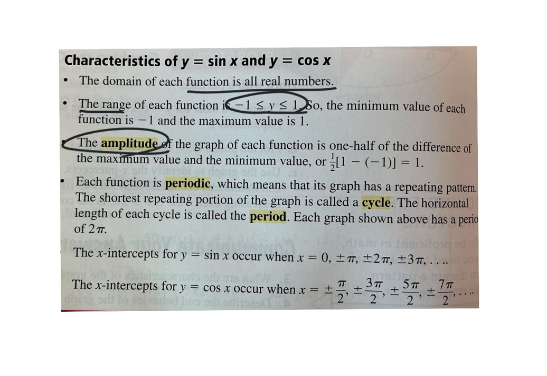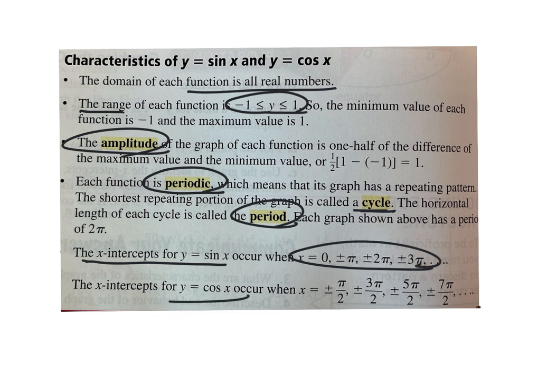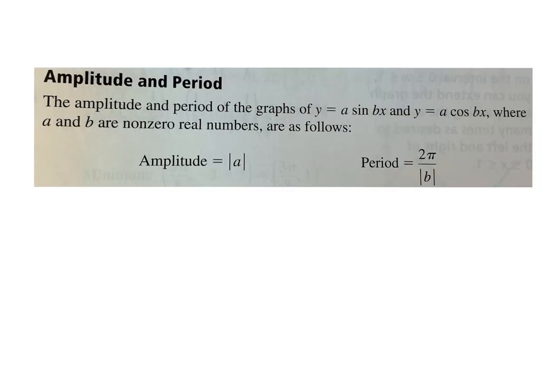The amplitude, we're going to talk about that in a second. That's a big deal for tomorrow. Periodic, or the period, is a big deal. Same thing as cycle. It just means when does it start repeating itself. And the x-intercepts: where does sine cross the x-axis? At all the pi's. Where does cosine cross the x-axis? All the pi over 2's. If you can get that, that's a big deal. Makes things easy for you.